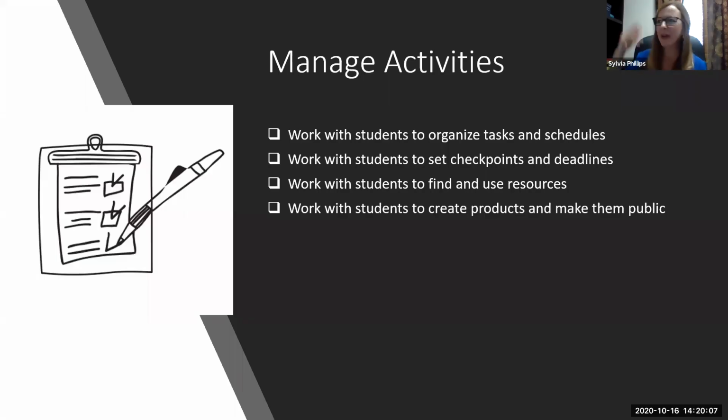What do you notice about the 4 bullet points on the slide here? This is a teaching practice, manage activities, and what do you notice common about all 4 bullet points of this description? What do you see there? Work, yes, it might not be easy. Work with who? Yes, work with students.